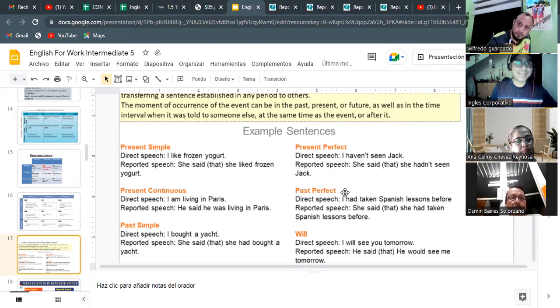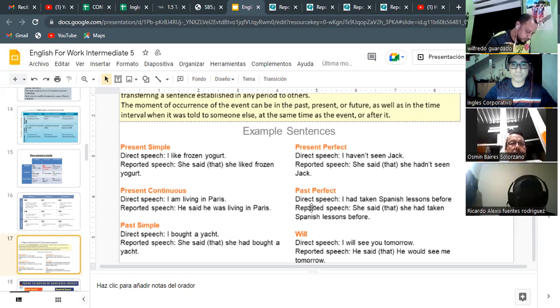Okay, so for the past perfect, because we don't have something that is before the past perfect, we are going to stay the same. I can say, I had taken Spanish lessons before. For the reported speech, it is going to be, she said that she had taken Spanish lessons before. This is the only one that is going to be the same by now, okay? So this is the same.